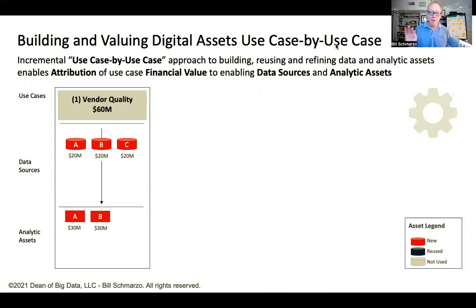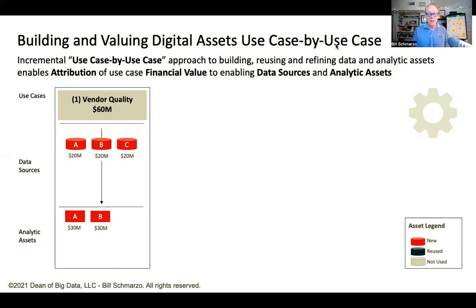By the way, from a financial perspective, what's the value of my data and what's the value of my analytics? I can use a very simple approach: if 3 data sets help me deliver $60 million of value, then each of those data sets is worth roughly $20 million. And if I have 2 sets of analytics that help me deliver that $60 million, I can allocate $30 million to each of them. So now I've got a ballpark understanding of which of my data sources are most valuable.